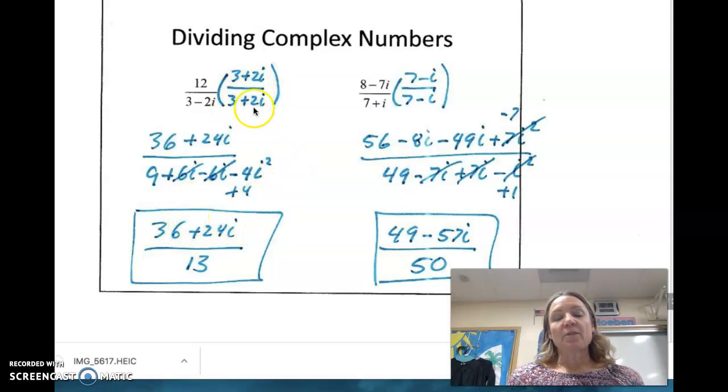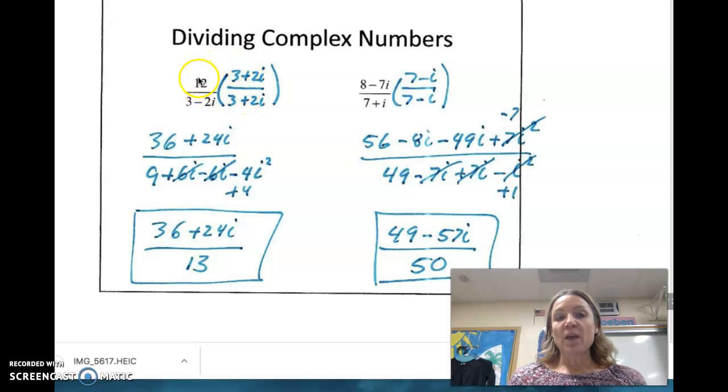The other thing you need to know about fractions is if you multiply the denominator by something, you have to multiply the numerator by the exact same thing, because that's like multiplying by 1. So let's multiply the numerator and the denominator by the conjugate of 3 minus 2i, which is 3 plus 2i, and 3 plus 2i.